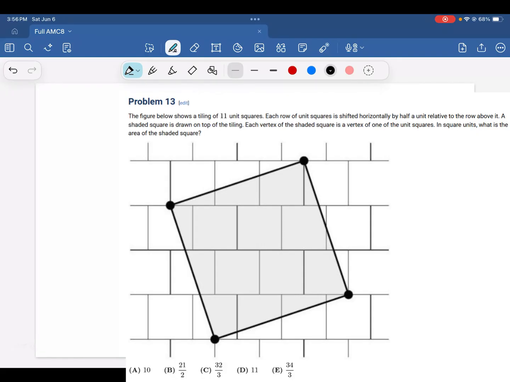Problem 13. The figure below shows a tiling of 11 unit squares. Each row of unit squares is shifted horizontally by half a unit relative to the row above it. And there's a square shaded. And I'll just let you look at the diagram itself.